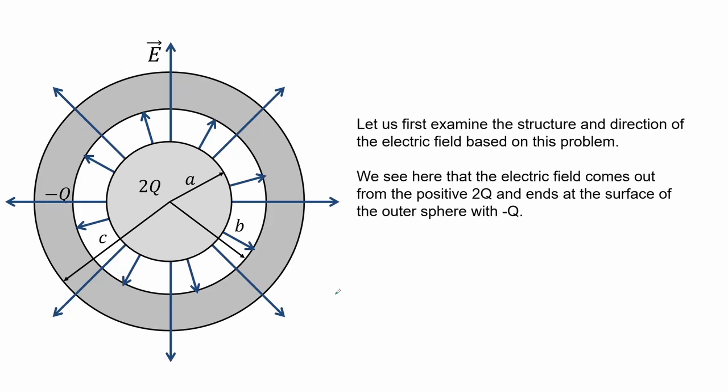Let us first examine the structure and direction of the electric field based on this problem. We see here that the electric field comes out from the positive 2q and ends at the surface of the outer sphere with negative q. Note that the field is still able to generate a field outside since the core has twice the number of positive charges than the shell.